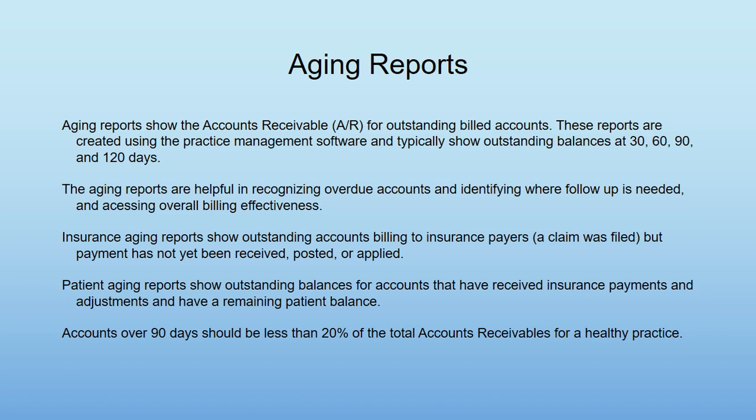Insurance aging reports will show outstanding accounts for insurance payers. Those are ones where a claim has been filed, but they still haven't sent a payment yet, or it hasn't been posted and applied. Patient aging reports show outstanding patient balances where insurance payments have been received and posted and adjusted, and they still have a remaining balance. Good practice is for any accounts over 90 days to be less than 20% of the total accounts receivable for a healthy practice.